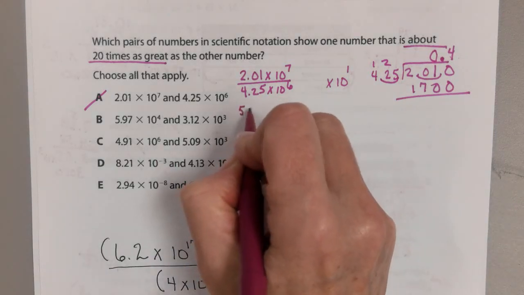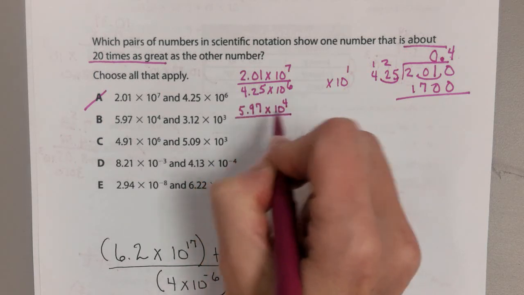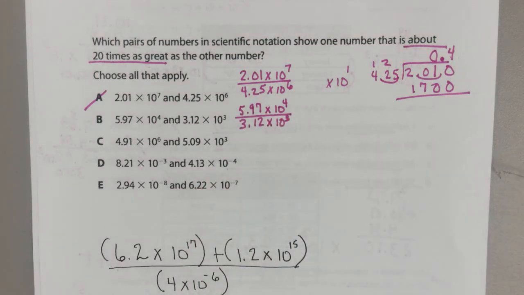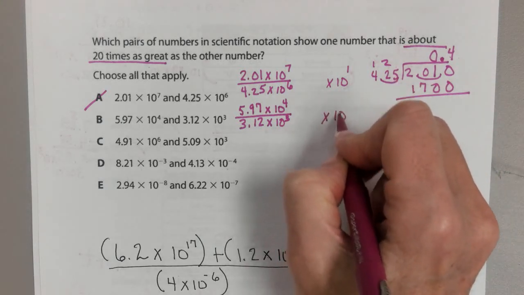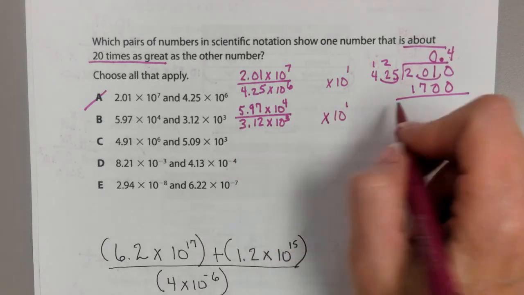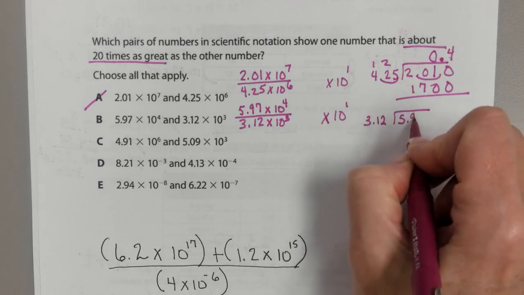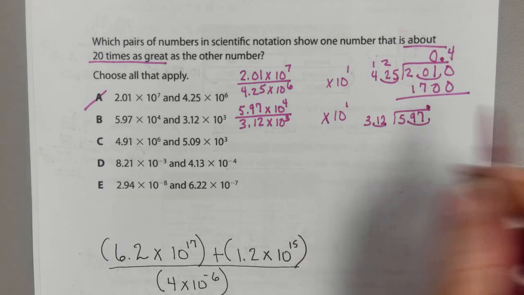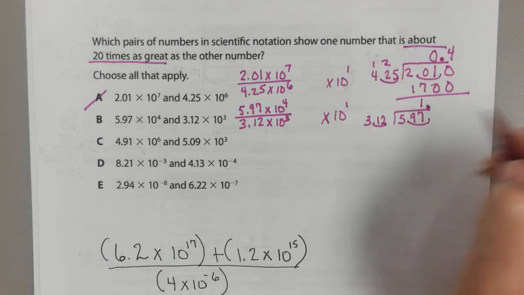All right, so I'm looking at 5.97 times 10 to the 4th over 3.12 times 10 to the 3rd. All right, let's go ahead and take care of our exponents. We're going to end up with times 10 to the what? First, okay, because 4 minus 3. So let's check our dividing. 3.12 into 5.97. So does 312 go into 597? Yeah, it'll go in there 1 time.